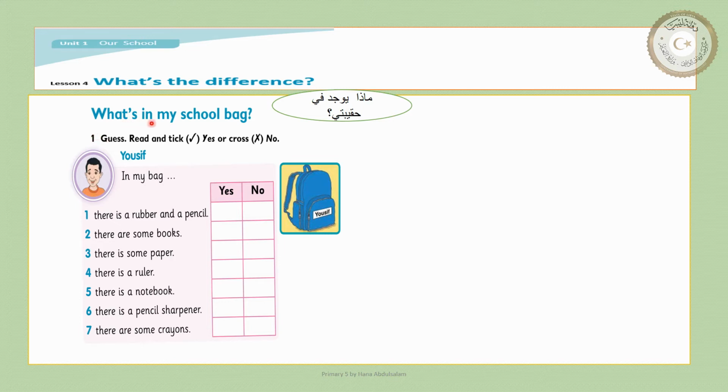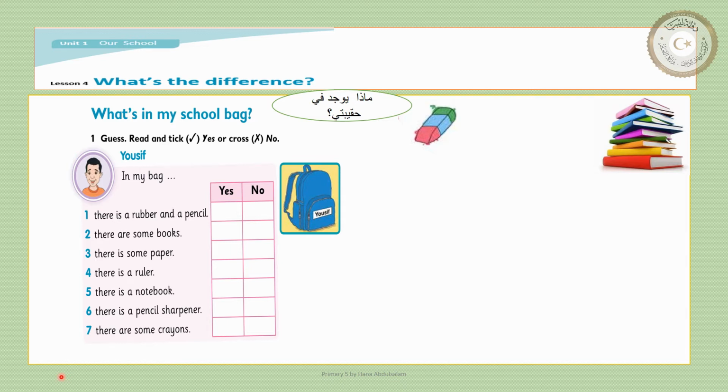What is in my bag? There is a rubber and pencil. What do you think? Yes or no? Rubber and pencil.